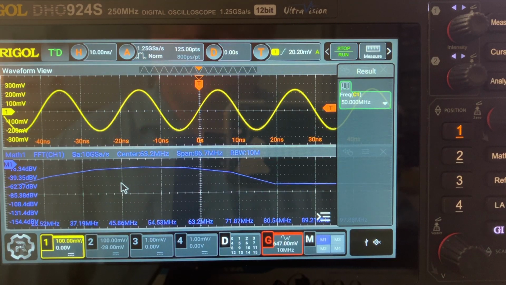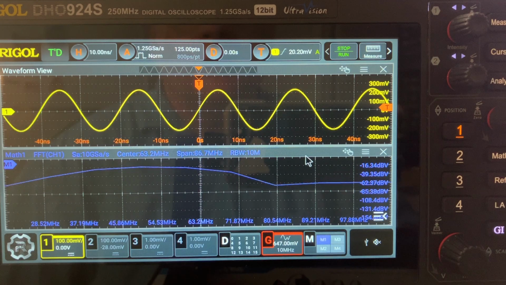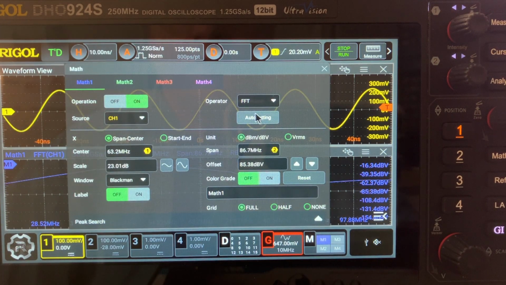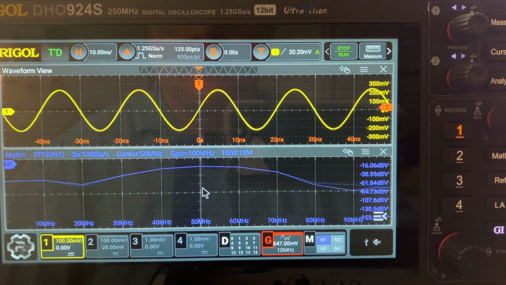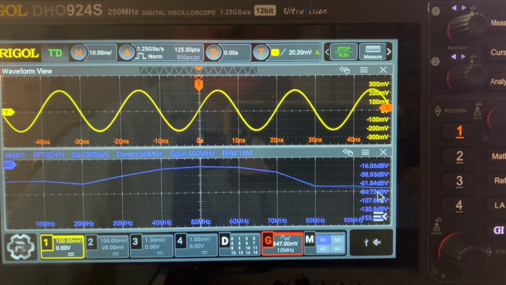Let's declutter some stuff. Frequency, we know that. Remove. By default, the FFT gives you the auto setting. What it does is simply center the most visible frequency that it sees, but there is not much information. And by the way, that's a little bit of what I want to show you.